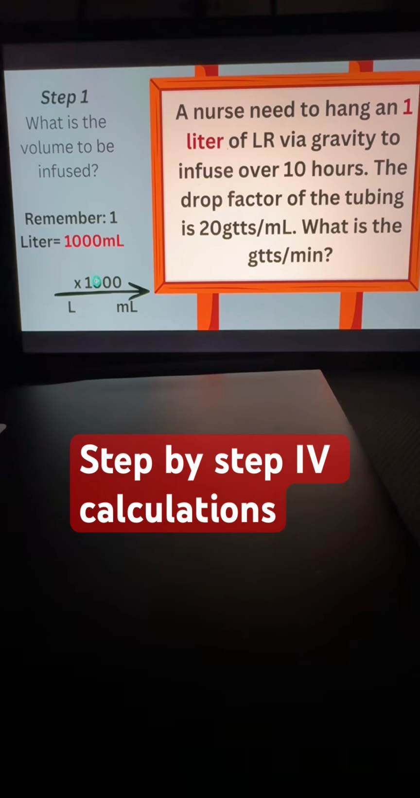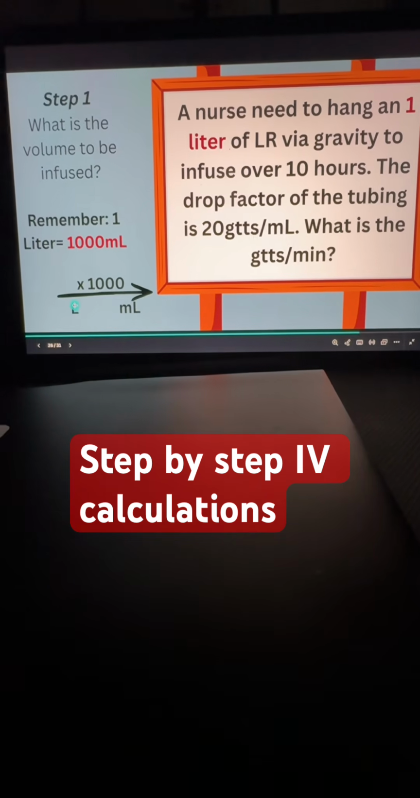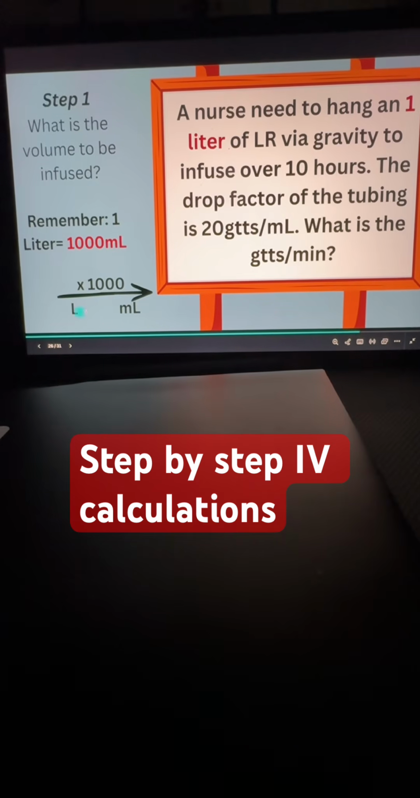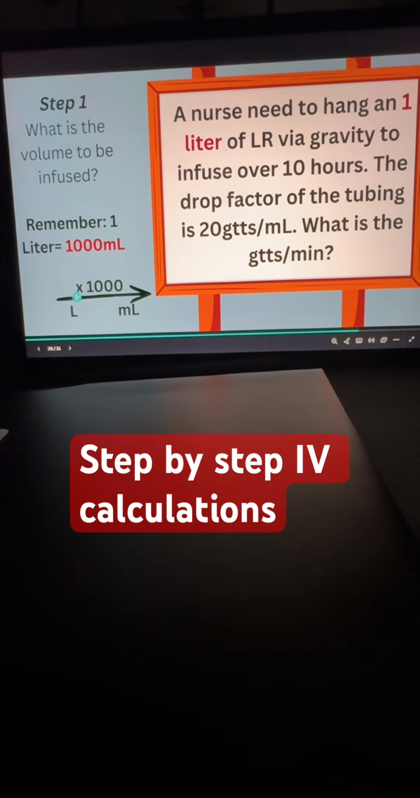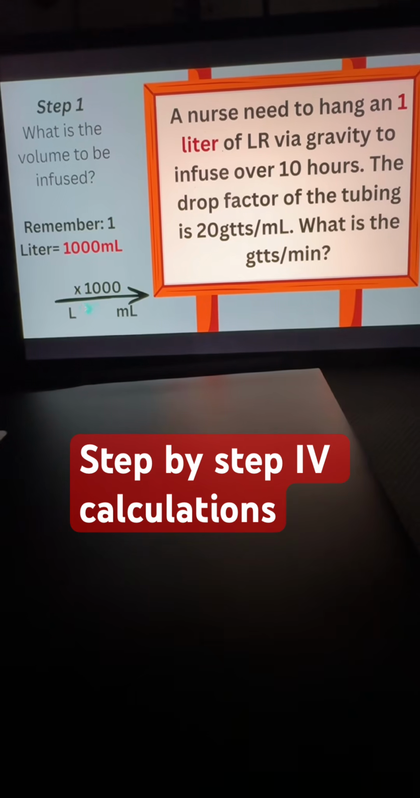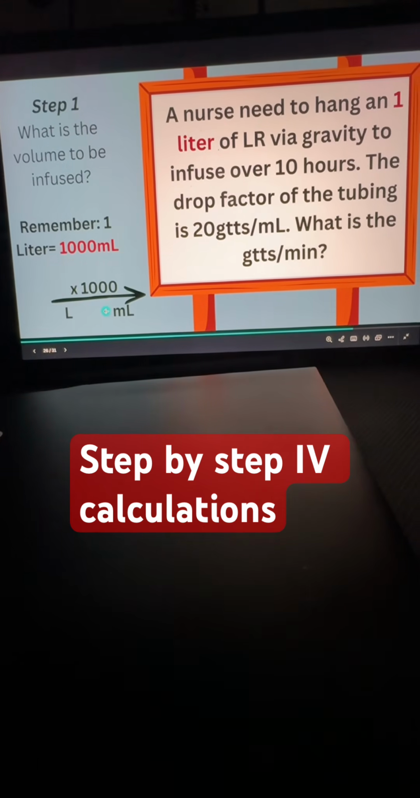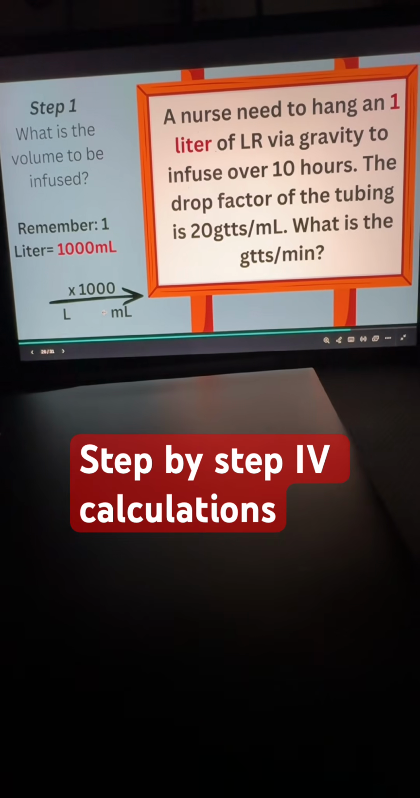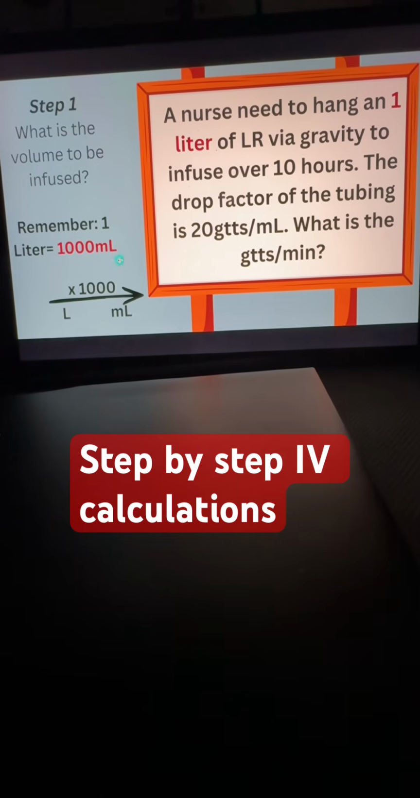If you actually had to write it out, which I do on my paper, liters is something big and I'm going to something smaller, so I know I need to multiply that number times 1,000. So 1 times 1,000 gives me 1,000 milliliters. This is also one that you can memorize.